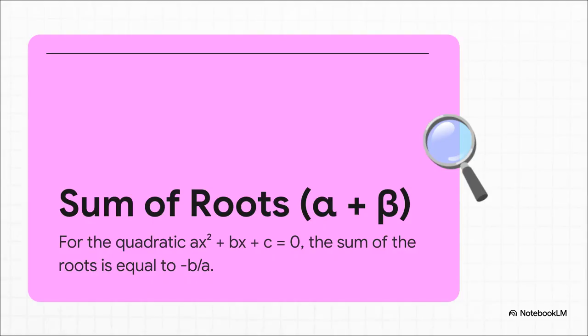Boom! Here's our first secret key. It's so simple, it's brilliant. If you want to know the sum of the two solutions, you don't have to find them first. Just grab the B coefficient, slap a minus sign on it, and divide by A. That's it! You instantly know what alpha plus beta is.